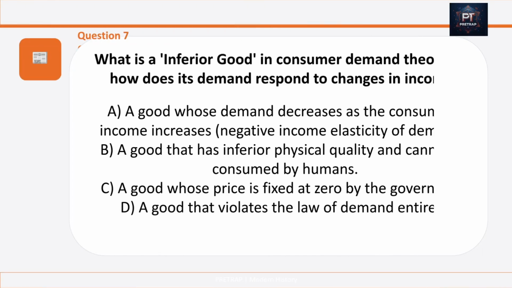Next question is, what is the inferior good in consumer demand theory and how does its demand respond to changes in income? Option A, a good whose demand decreases as the consumer's income increases. Option B, a good that has inferior physical quality and cannot be consumed by humans. Option C, a good whose price is fixed at zero by the government. Option D, a good that violates the law of demand entirely. So it's very obvious that the answer is option A.